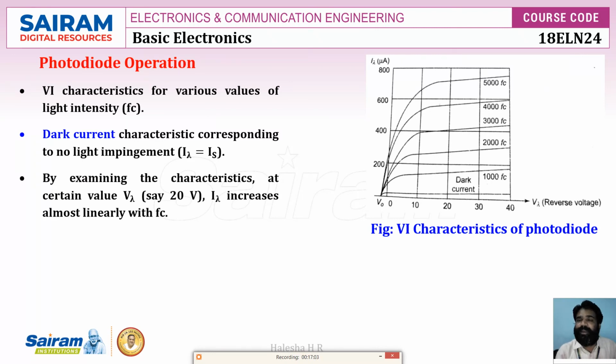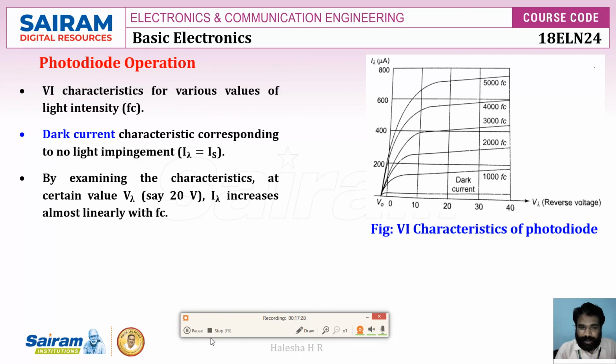And by examining the characteristics, you can see that at a certain value, I lambda increases almost linearly with the foot candle, that is the unit of intensity of the light. Okay. So this is about photodiode operation. We'll continue in the next video.